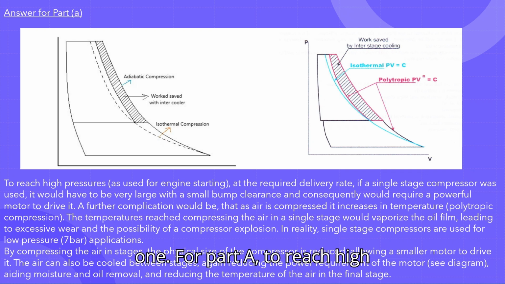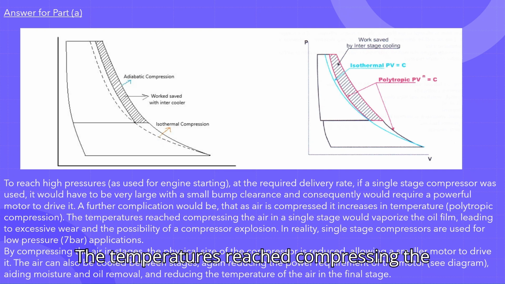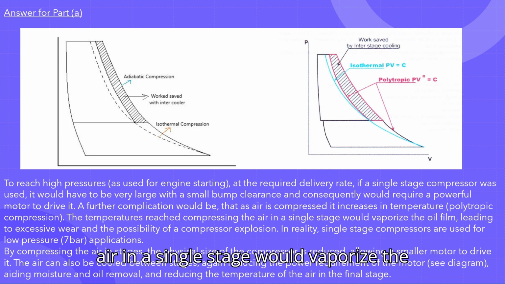For Part A, to reach high pressures, as used for engine starting, at the required delivery rate, if a single-stage compressor was used, it would have to be very large with a small bump clearance and consequently would require a powerful motor to drive it. A further complication would be that as air is compressed it increases in temperature, polytropic compression. The temperatures reached compressing the air in a single stage would vaporize the oil film, leading to excessive wear and the possibility of a compressor explosion.